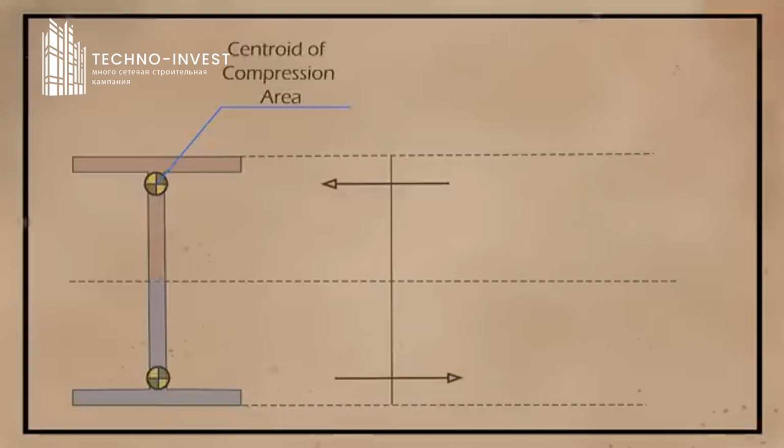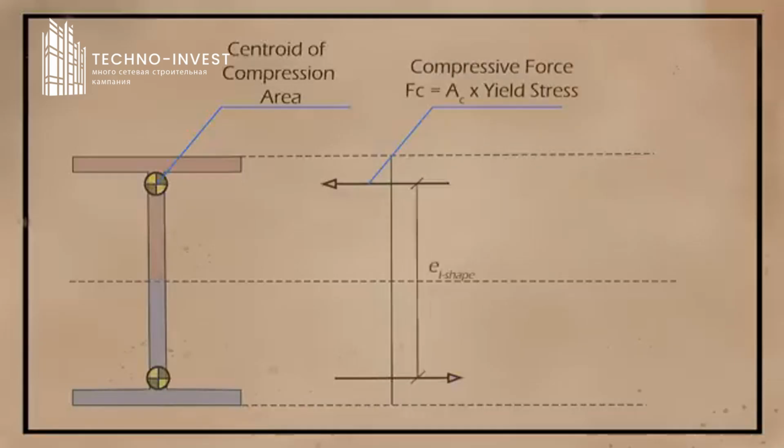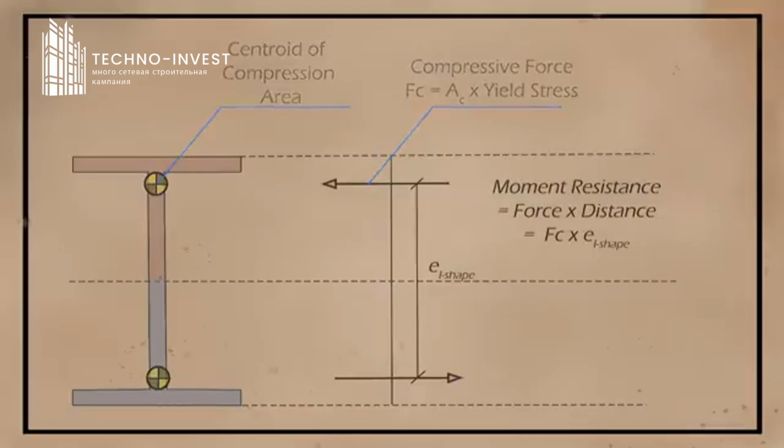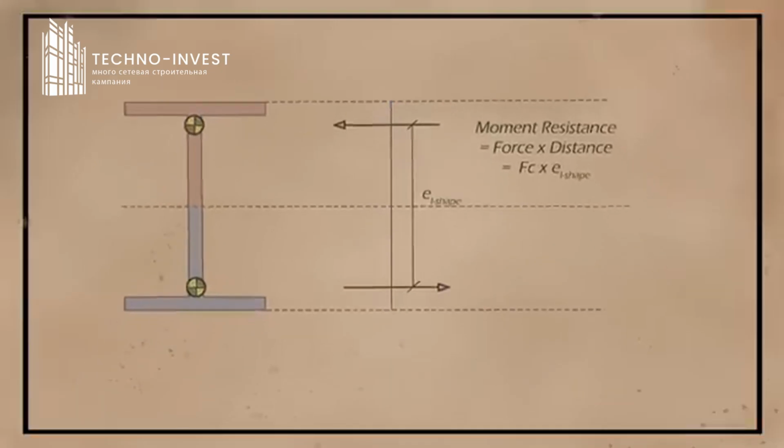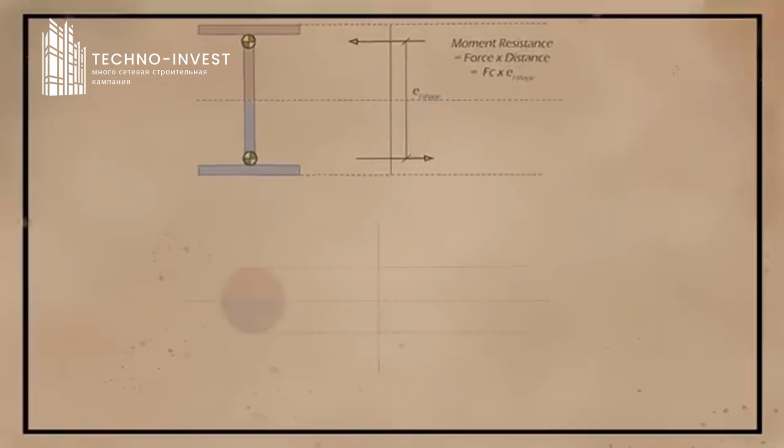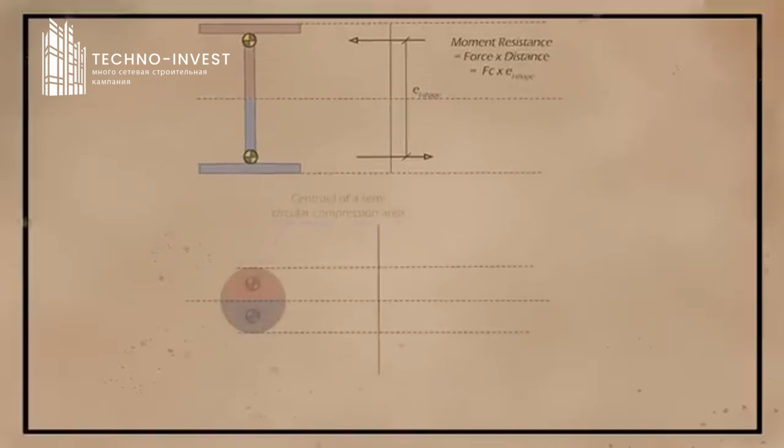If we do that for both the tension and compression side, we will end up with two forces acting in opposite direction of one another. These two forces are equal in magnitude, and when multiplied by the distance between them, they represent the moment resistance of the beam. If we look at the circular section, we can see that again we have the same two forces. The magnitude is the same as in the I shape, however the difference is in the location at which they are acting.